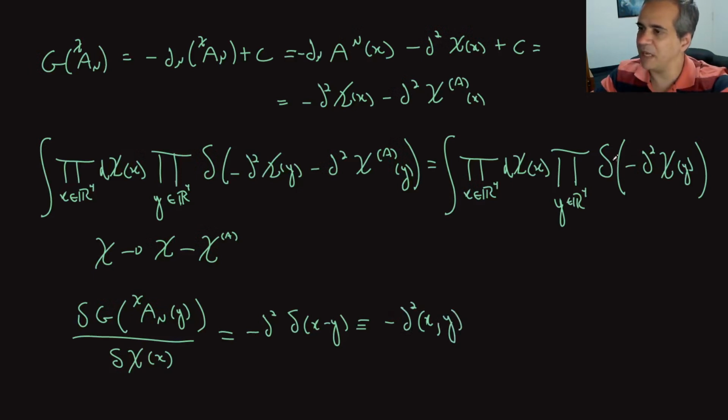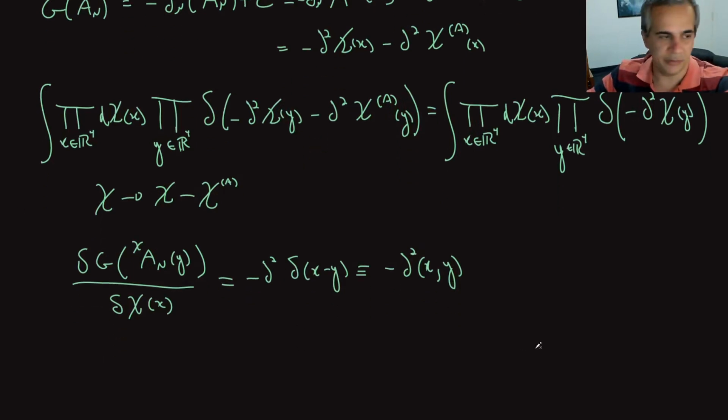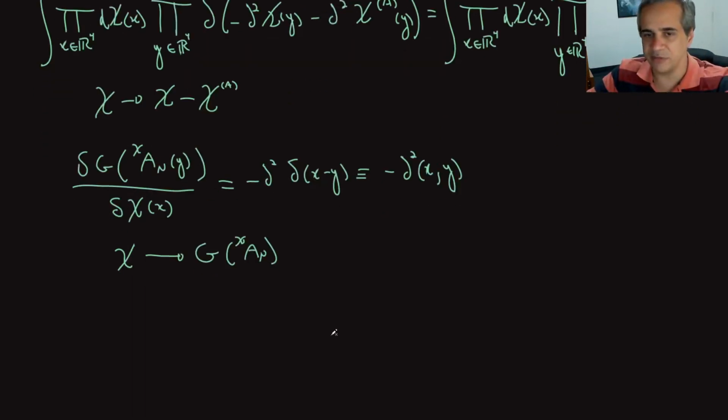So what's happening inside this delta is this operator acting on chi of y. The point is that this operator is like a Jacobian for a change of variables. Which change of variables? The variables going from chi to G of a mu chi. If you can see that, think about the discrete version. The discrete version is maybe easier to see.